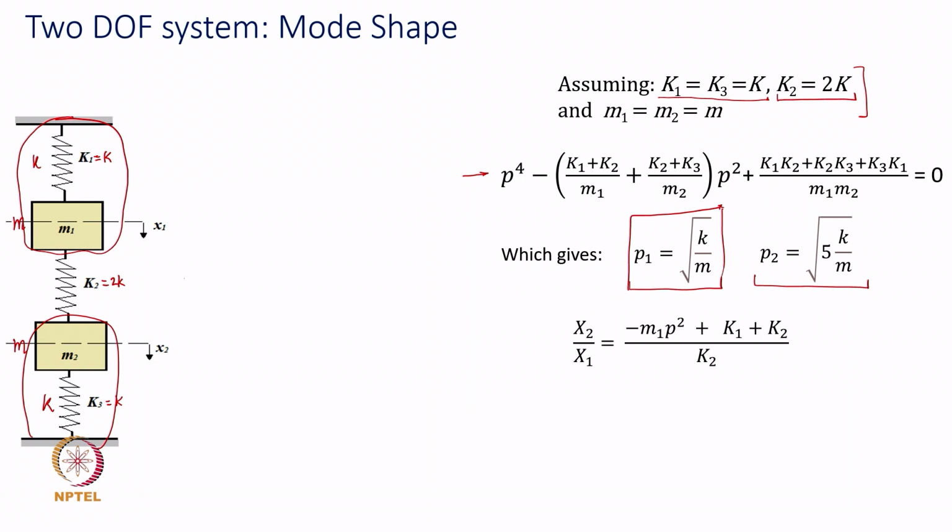But in addition to the natural frequency, we have the expression of x2 over x1 which we derived in the earlier slide, and that is given in terms of k1, k2 and m1.